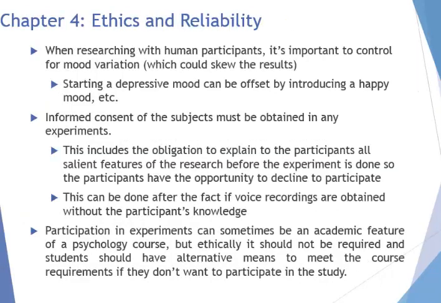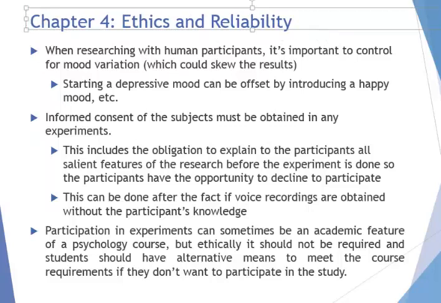Our next chapter focuses on a very important aspect of experimentation, and that is the ethical issues that are relevant to experimentation, and also, of course, how those ethical issues impact the reliability of the study. Of course, when researching human participants, it's important to control for mood variation. Starting a depressive mood can be offset by introducing a happy mood. I know it sounds silly, but when people test psychological treatments or drugs, you have to sometimes determine whether it's a cloudy day or a sunny day. Research shows that people tend to be in better moods on sunny days, and if the mood is going to impact somebody's reaction to some sort of psychological treatment, you've got to try to account for that and try to counteract that. Maybe give them all donuts, I don't know, or something to counteract the mood.